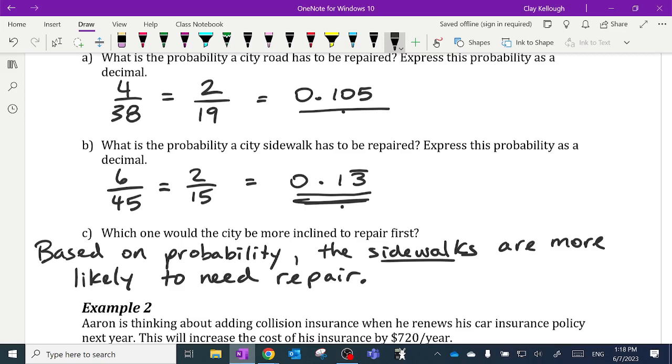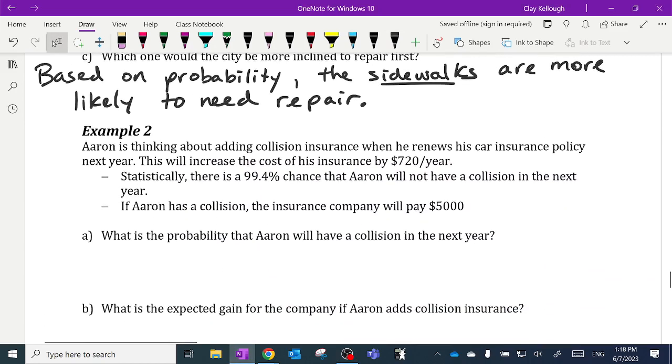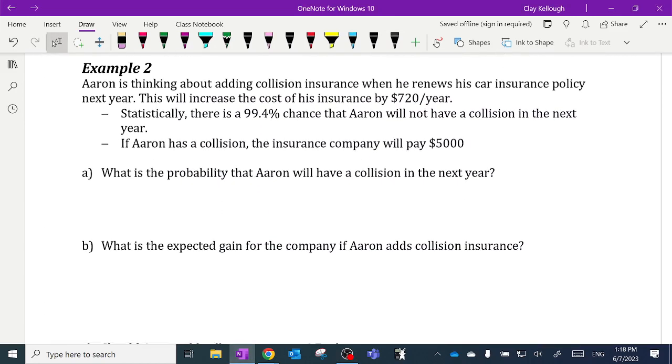Example 2. Aaron is thinking about adding collision insurance when he renews his car insurance policy next year. This will increase the cost of his insurance by $720 a year. This is a foreign idea to us. Here in Manitoba, we went through a unit where we talked about insurance quite a bit. You just pay what MPI, Manitoba Public Insurance Auto Pack, tells you to pay, and you don't have many choices.